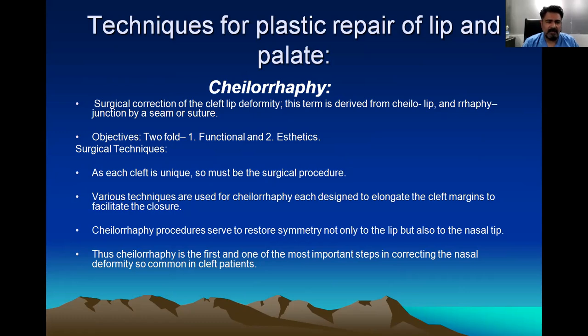Surgical techniques: as each cleft lip is unique, the surgical procedure is unique for the patient, and various techniques are used for this. For the margins, first is the primary repair. Okay, so primary repair or straight line repair is the easiest one, but it is not so common nowadays because of the future scarring and aesthetics to the patient.